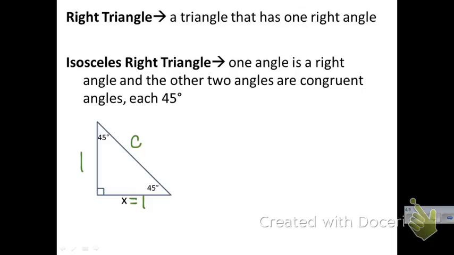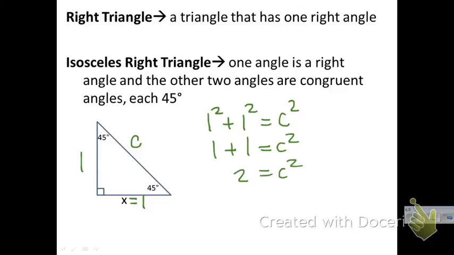So we do have a right triangle, so we can use our Pythagorean theorem. Remember, that's a squared plus b squared equals c squared. So 1 squared plus 1 squared equals c squared. 1 squared is 1, and 1 plus 1 is 2. And then to solve for c, we take a square root. We do the opposite of squaring, which is to take the square root. So we have root 2. So c here is equal to root 2.